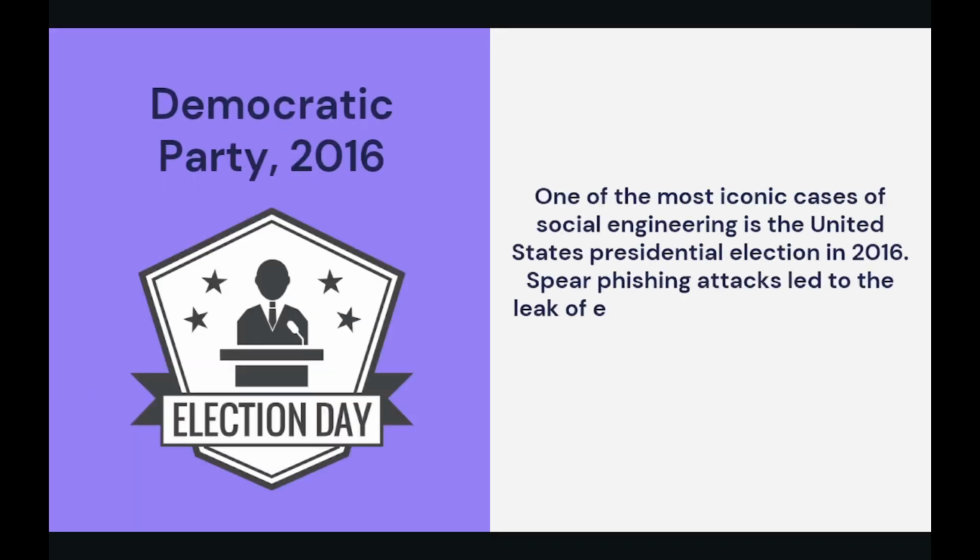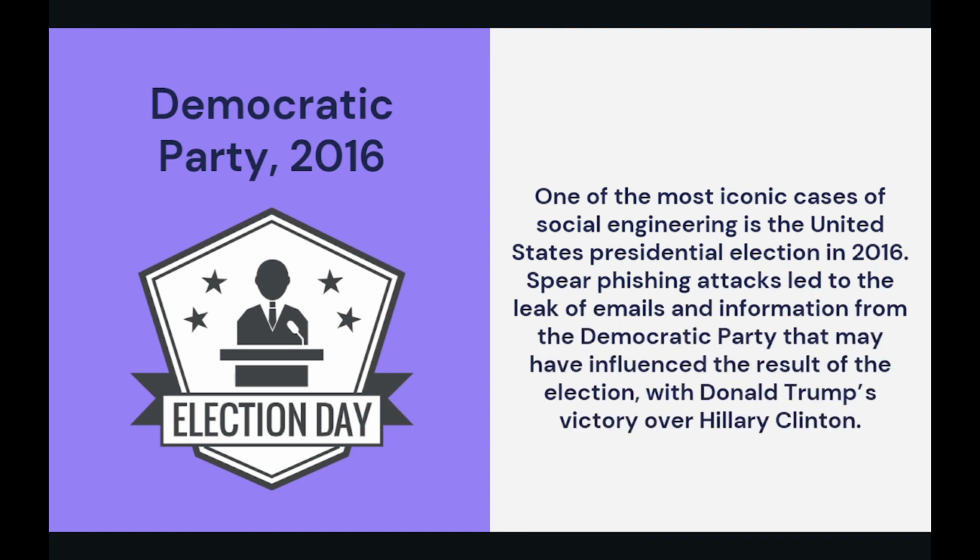The next one is from the presidential election 2016. The 2016 United States election is known for being one of the most iconic cases of social engineering. The Democratic Party was targeted in a spear phishing attack, which involves tricking specific individuals into revealing sensitive information or clicking on malicious links. These attacks resulted in the leak of emails and other information from the party's servers.